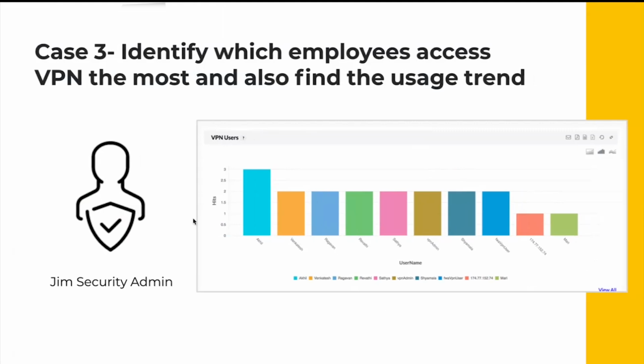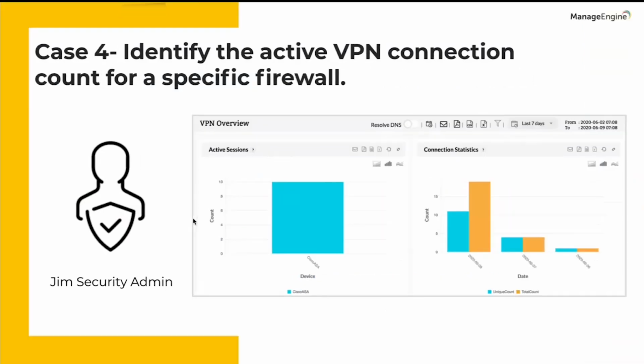Moving forward, let's see a case where you have to identify the active VPN connection count for a specific firewall. So if you look at it, Jim's fourth task is to identify the active VPN connection count for a specific firewall. And why does Jim's company need him to do this?